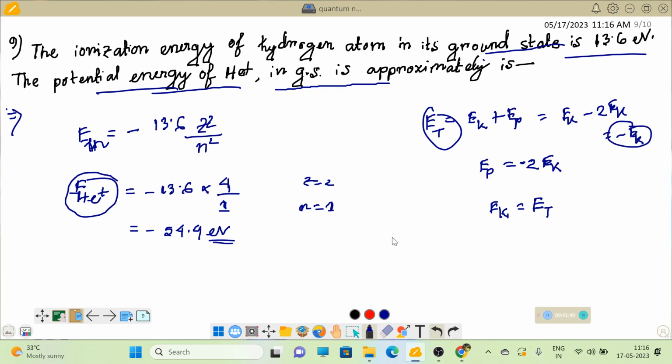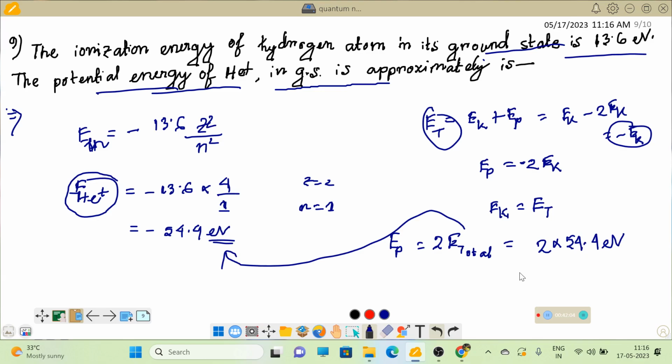So we can write that the potential energy equals twice the total energy, and total energy is what? Total energy we calculated from here. So simply we just put it, don't be confused, I will tell again, no problem, or you can rewind the video. So 54.4 eV, so that will be 108.8, I think that will be the answer. I didn't mention the options here, but it will be the answer.